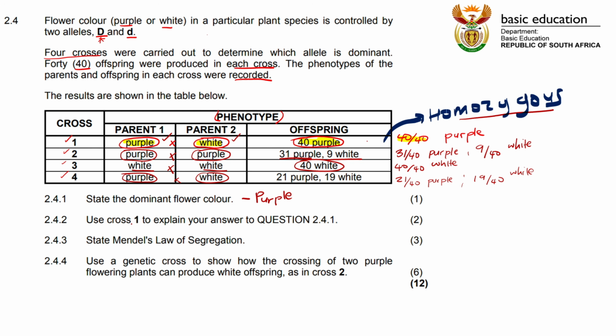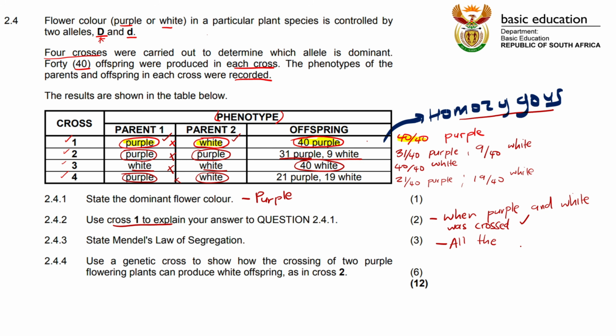Now 2.4.2 says use cross number 1 to explain your answer in question 2.4.1. Here we realize that when we crossed purple and white parents, now we answer. We say that when purple and white were crossed, or you can say were crossed if you want to use the correct English, it's fine. So when purple and white were crossed, what happened? All the offspring were purple.